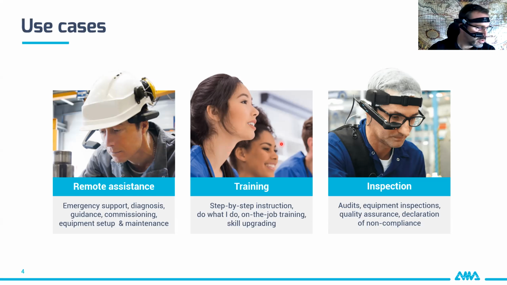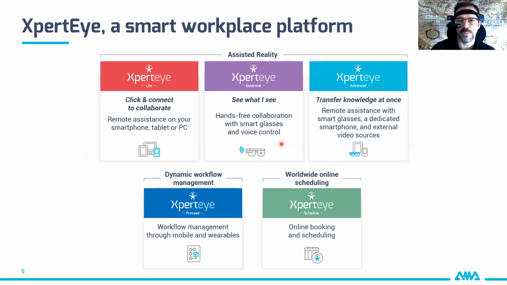So let's move on to our platform. Our platform is based on several modules. We have the assisted reality, which is actually broken down into three different elements. One is the light, the essential, and the advanced. We're going to go through them pretty quickly later.